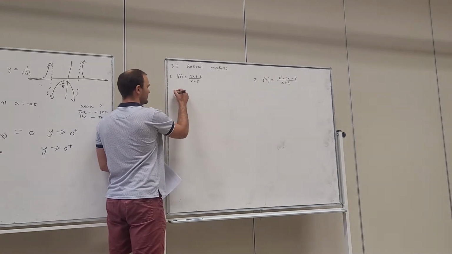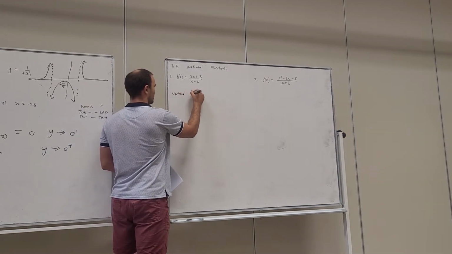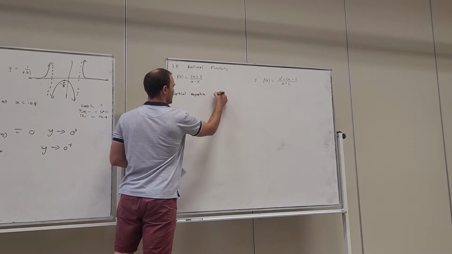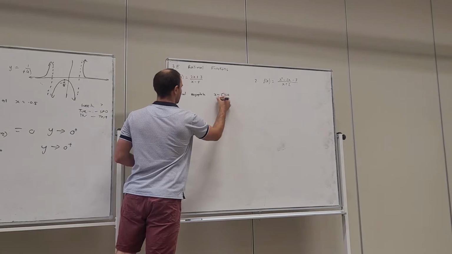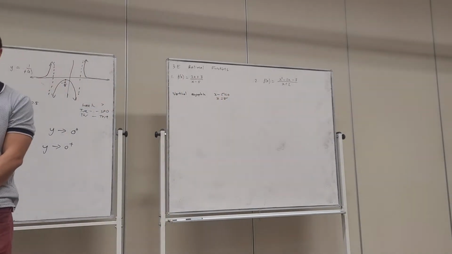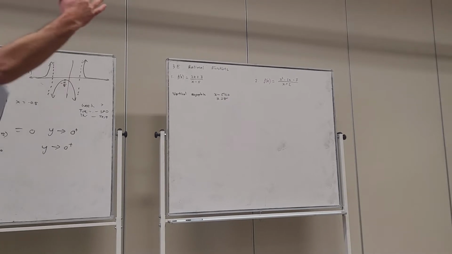Well, firstly, there's going to be a vertical asymptote. Vertical asymptote when the denominator is 0. When x take 5 is 0, x equals 5. Alright, so we've got a vertical asymptote. There's going to be a horizontal asymptote as well. Alright, and so in order to figure that out, we've got to go to the extremes of the Cartesian plane.